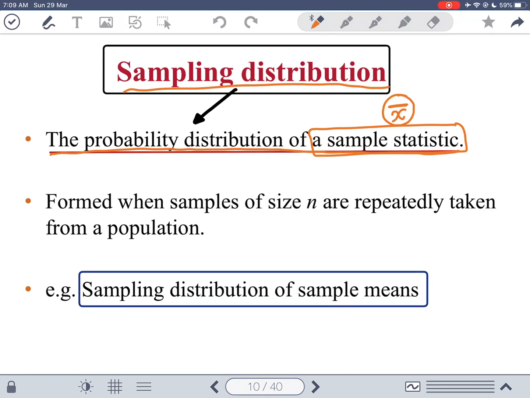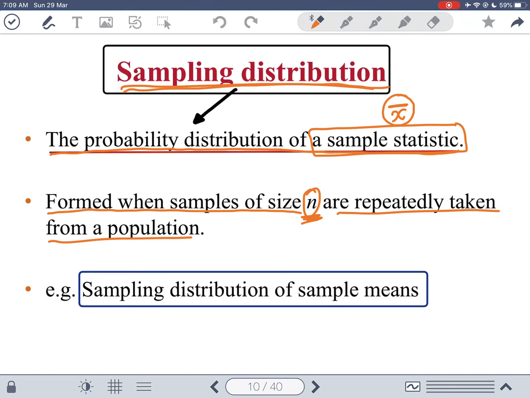Now, this sampling distribution is formed when samples of size n are repeatedly taken from a population. So it's important that the sample size is the same for all the samples that you take. So for example, if you decide to do an experiment where your sample size is 30, then all the samples that you take must have sample size 30. You cannot take a sample of 30 people and then another sample of 20, another sample of 40. That's not allowed.